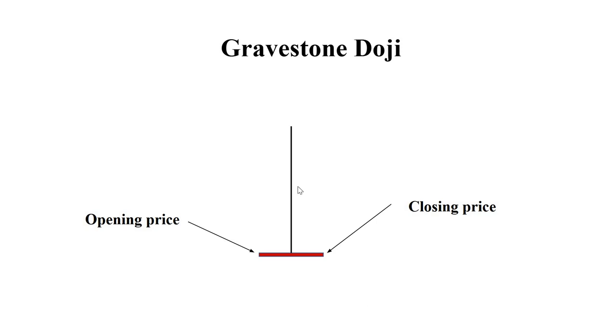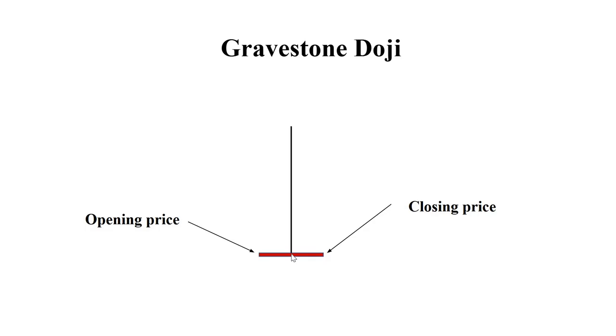So let's look at the psychology behind the formation of this candlestick. Price opened at this point. This is the price at which the market opened, within a specific time frame. It could be 1 minute, 5 minutes, 30 minutes, 1 hour, 4 hours, 1 day, 1 week, or 1 month, whichever time frame you want to choose. If the gravestone doji candlestick forms, this is the opening price.